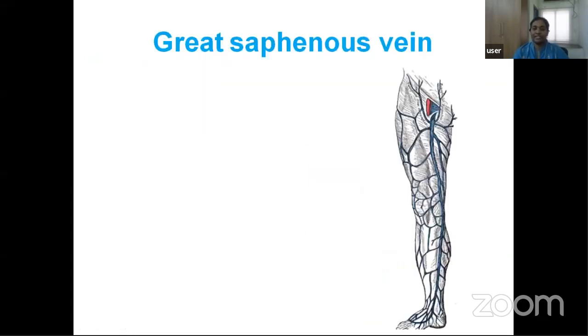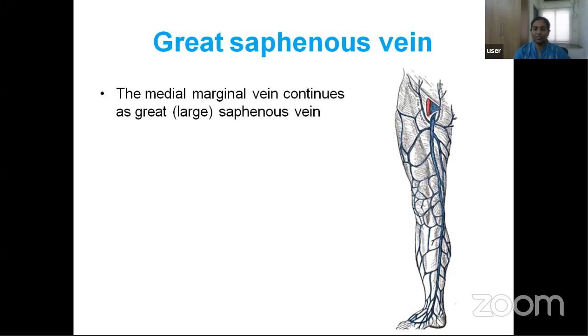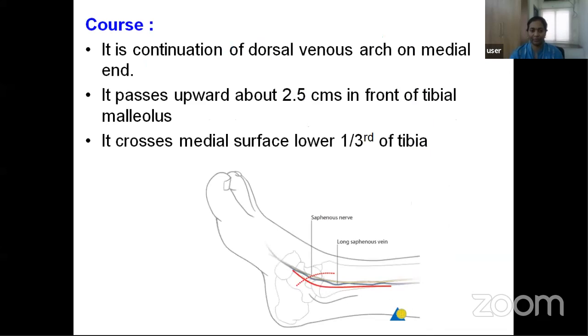Now we are going to discuss in detail the great saphenous vein. This is one of the superficial veins on the medial side, and it runs upwards up to the thigh. It starts from the medial side and goes up to the thigh. The medial marginal vein, which is on the medial side, continues as the great saphenous vein through the dorsal venous arch. This vein is considered the longest vein of the body. Among all the veins we have in our body, this is the longest.